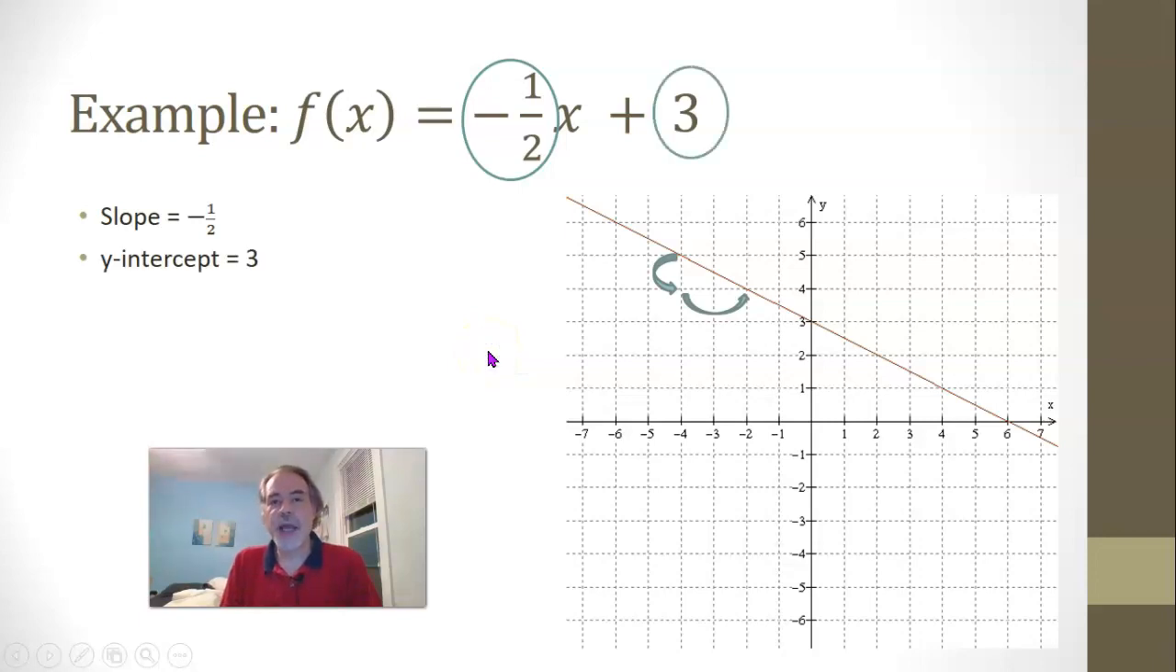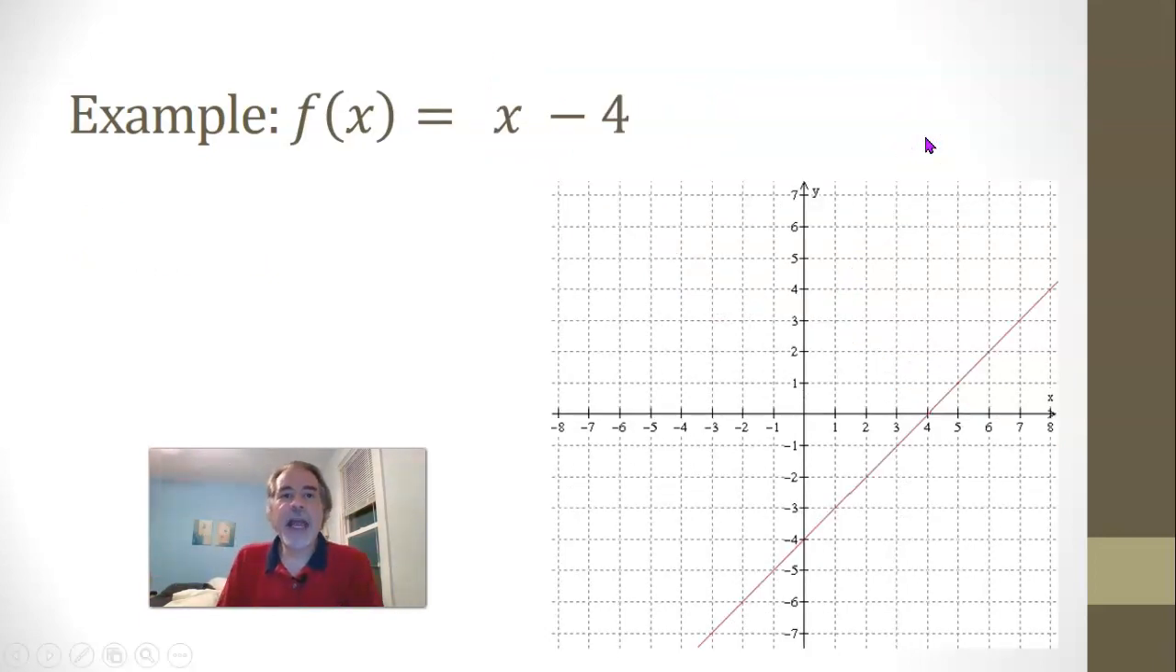And the y-intercept is 3. That tells us that this line crosses the y-axis right there at the point where y is 3. The coordinates of that point would be 0, 3.